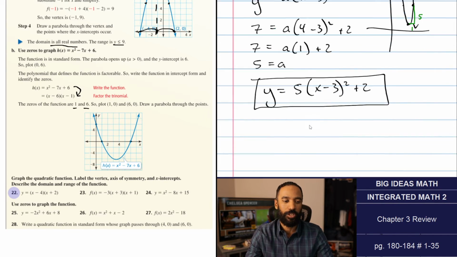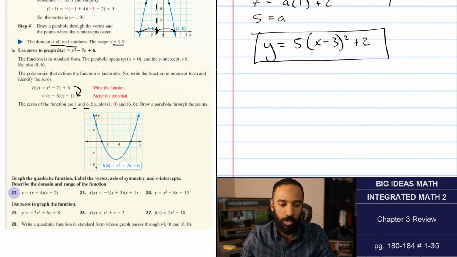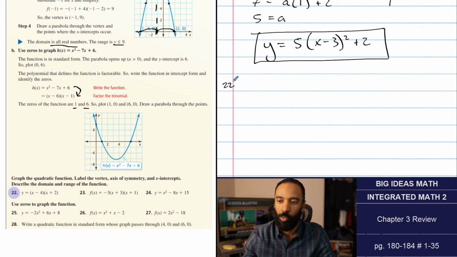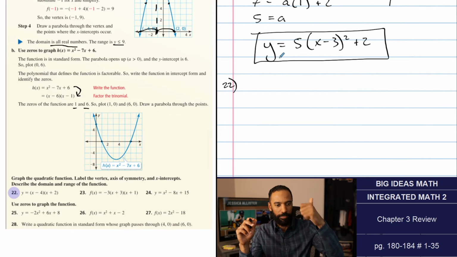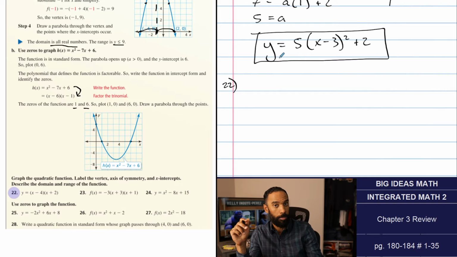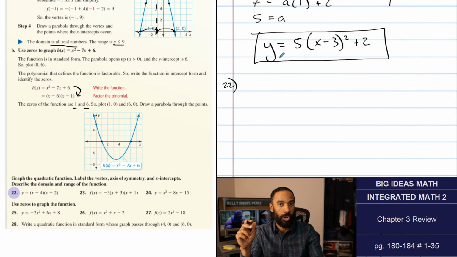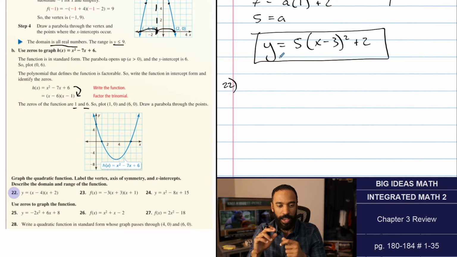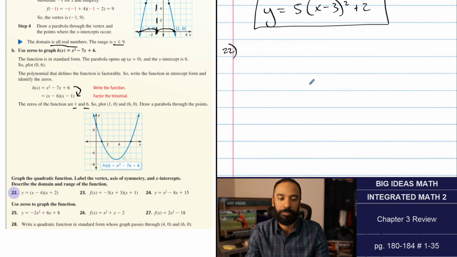All right, let's go ahead and take a look at some of those problems now. Let's look at numbers 22 to 24, where we have a factored form thing. We will graph the function, label vertex, axis of symmetry, and x-intercepts. So I will be drawing the axis of symmetry, because it's half the distance between these values. And then describe the domain and range.